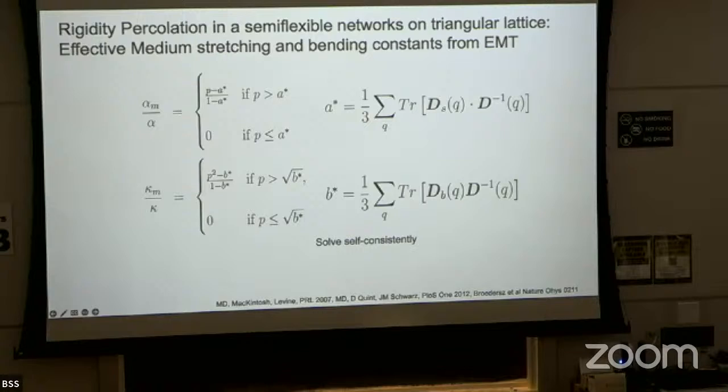So B star is going to change, but in this case this is a much more complicated situation, because A star depends on alpha_m and kappa_m, B star depends on alpha_m and kappa_m, alpha_m depends on A star, and kappa_m depends on B star. So everything in the end depends on everything because of this coupling, right? So yes, you have two locations for the transition. What happens? We will have two quantities, alpha_m and kappa_m. Both of these go through the rigidity transition at the same point.